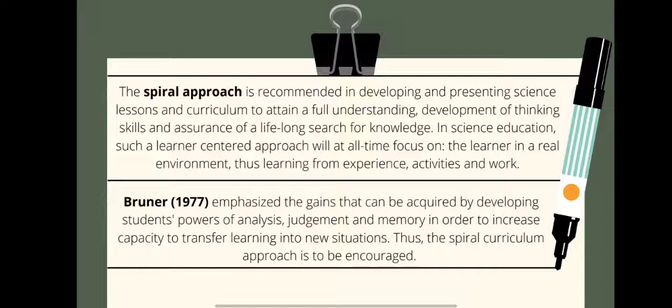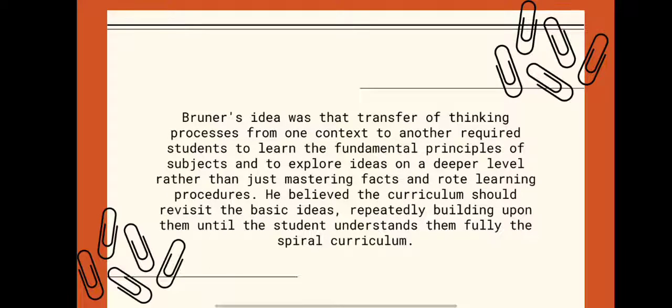The idea of transfer of learning is practically important. Bruner's idea was that transfer of thinking processes from one context to another required students to learn the fundamental principles of subjects and to explore ideas on a deeper level rather than just mastering facts and rote learning procedures. He believed the curriculum should revisit the basic ideas, repeatedly building upon them until the student understands them fully, the spiral curriculum.